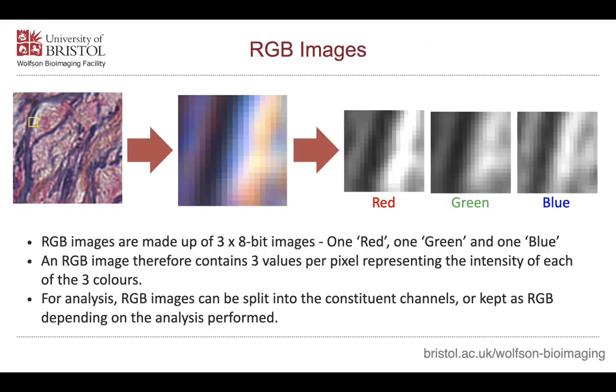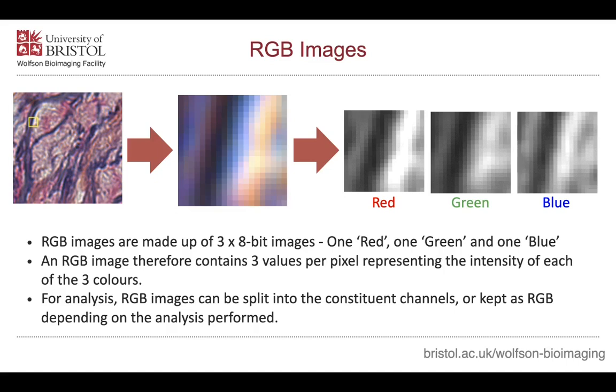A slightly special case is RGB images. RGB images or color images are normally obtained if you're doing tissue sectioning, so H&E staining, brain sections, those sorts of things, and you want a color camera. RGB images are made up of 3 8-bit images, one in the red channel, one in the green channel, one in the blue channel, and you merge them all together and you get a color image. So each pixel in this case contains 3 values.